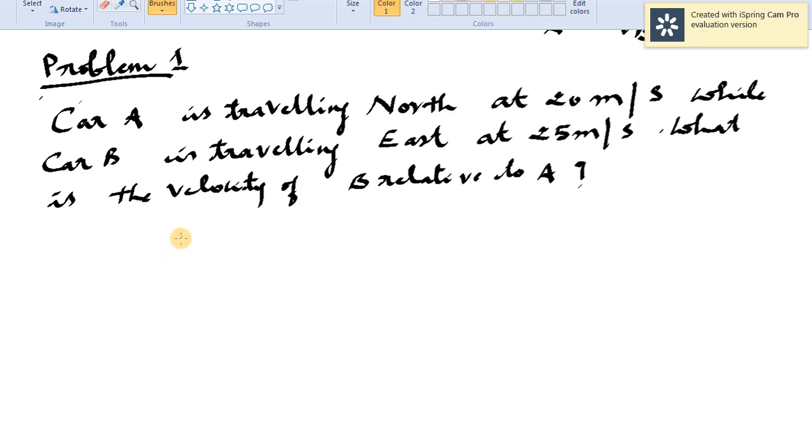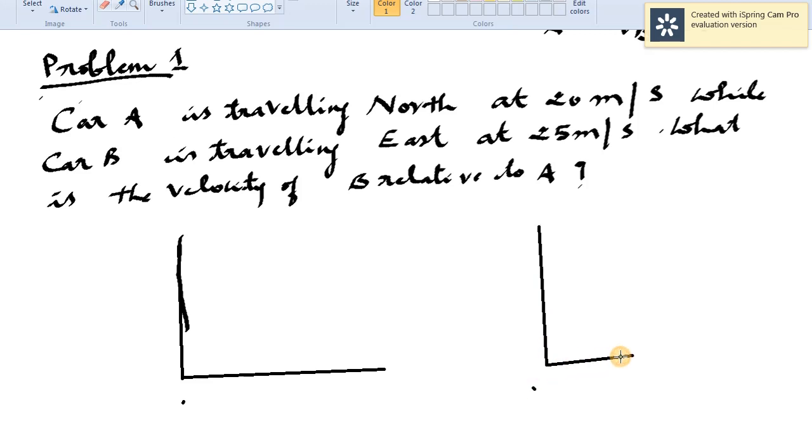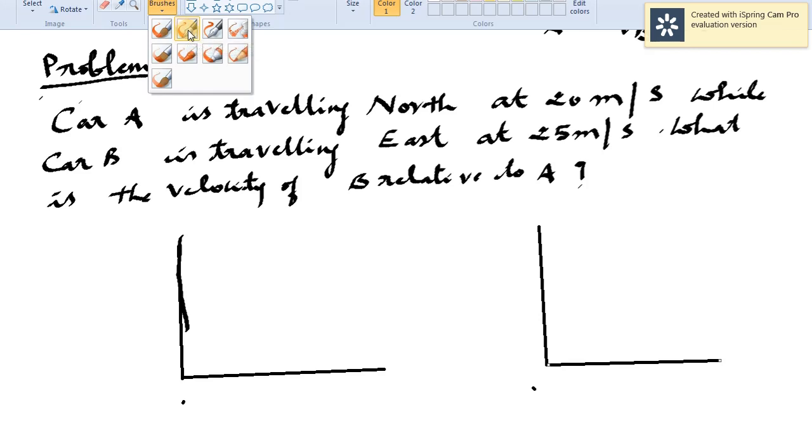We will take xy axis here. We will consider another coordinate axis here. So, here velocity of B is towards east. This is velocity of B towards east, and it is given as 25 meters per second. That is, it is traveling along the x axis.